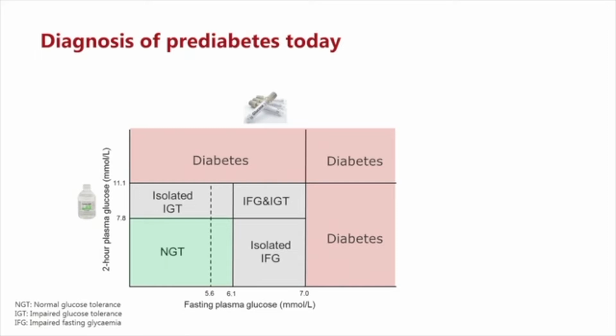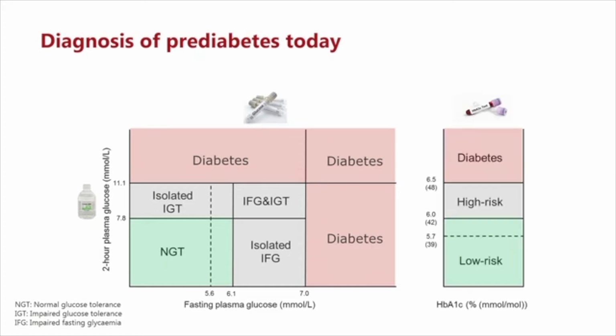And there are different forms of prediabetes. If people have elevated fasting glucose only, it's called isolated impaired fasting glycemia. And if people have elevated 2-hour glucose levels after an oral glucose tolerance test, they have isolated impaired glucose tolerance. And then they can have a combination of both, which is IFG and IGT. But we also have hemoglobin A1c, which is now also used to diagnose diabetes. And of course, then we can also find people with elevated risk of prediabetes by using HbA1c.